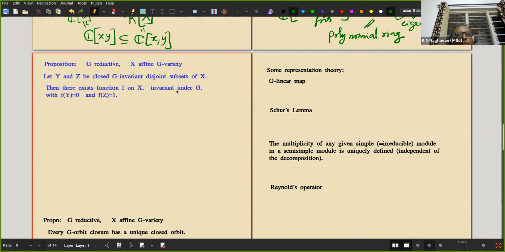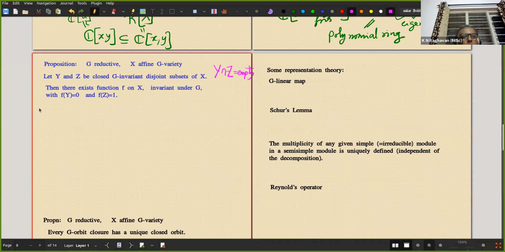Okay, so towards the proof of this, let G be reductive and X be an affine variety. Let Y and Z be closed G-invariant disjoint subsets of X. So let me repeat this, Y intersect Z is empty. That's my assumption, disjoint. Then there exists a function f on X invariant under G with f on Y equal to 0 and f on Z equal to 1. Now, how do I get such a function?